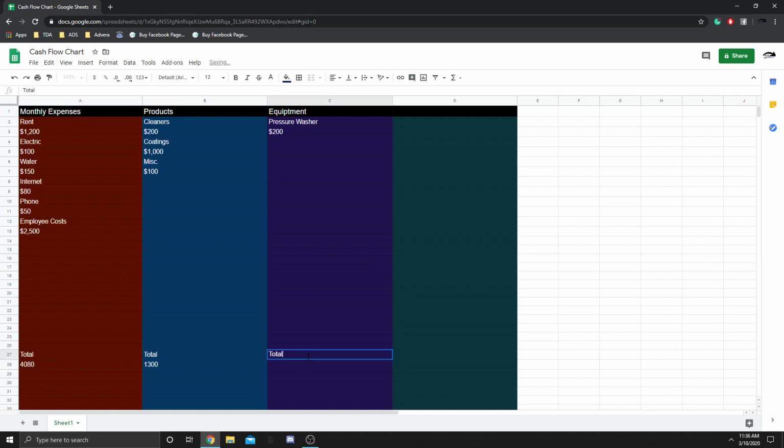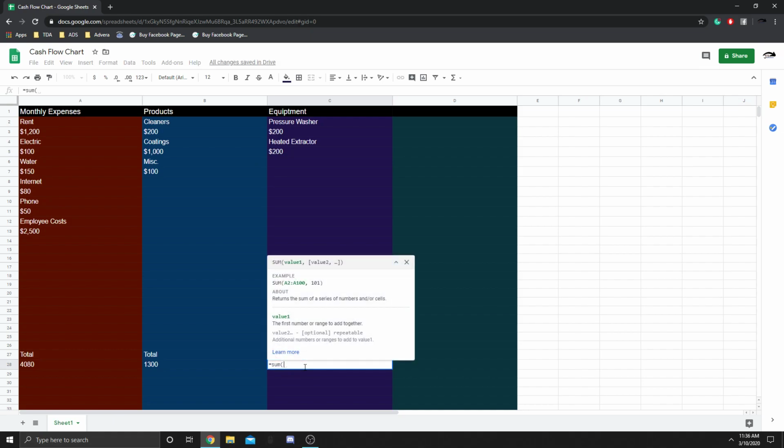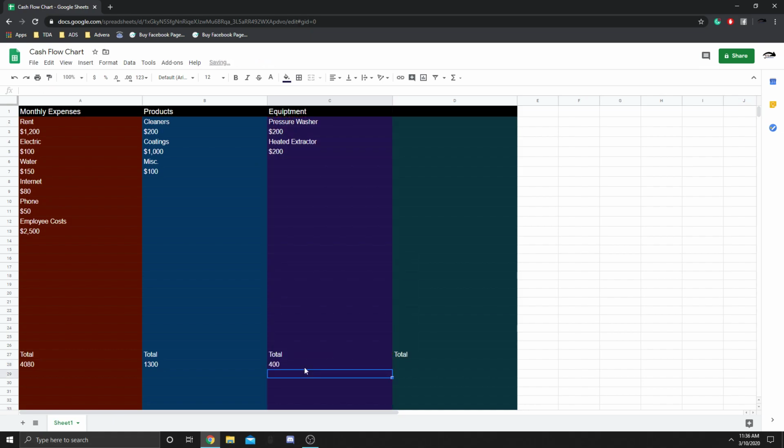Here we'll put our totals. So let's say there's an extractor you want. That's $1,000. So a heated extractor. Well, you can either put that entire cost in 1 month, or you can split it up between, say, 5 months. We're going to do the same expression here. Equals sum, parentheses, C2 to C27.